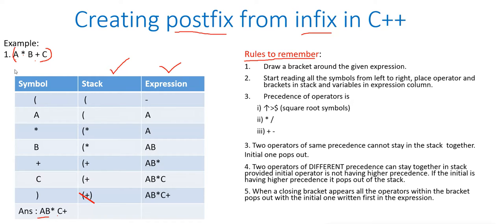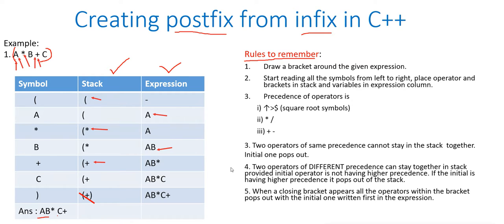The first symbol that we have in the expression is that of a starting bracket. We'll be placing it inside the stack. This is followed by a variable to be placed inside the expression section, which is followed by multiplication, which is to be placed inside the stack section, followed by b to be placed inside the expression, which becomes ab, followed by plus, which being an operator has to go inside the stack section.